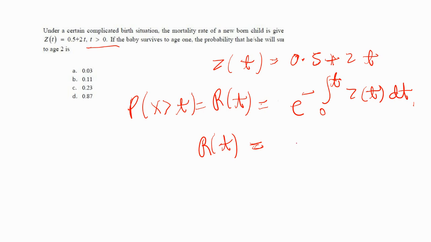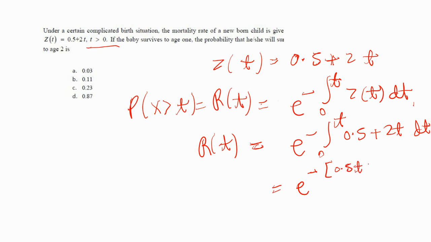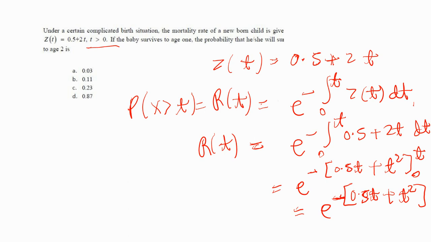What will it be? It will be e to the power minus the integral from 0 to t of Z of t, which is 0.05 plus 2t, right? So now it will be minus 0.05 t plus t square from 0 to t. So on putting 0 it will be 0, and on putting t it will be e to the power minus 0.05 t plus t square. Okay, this is R of t.